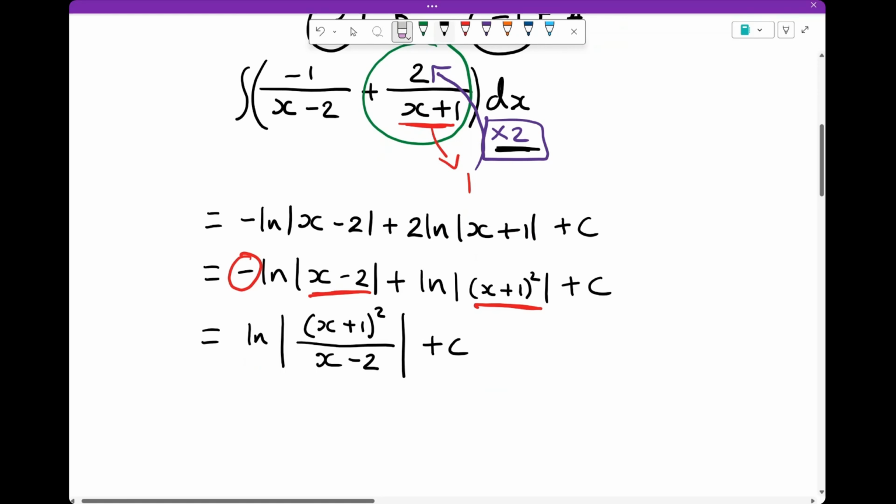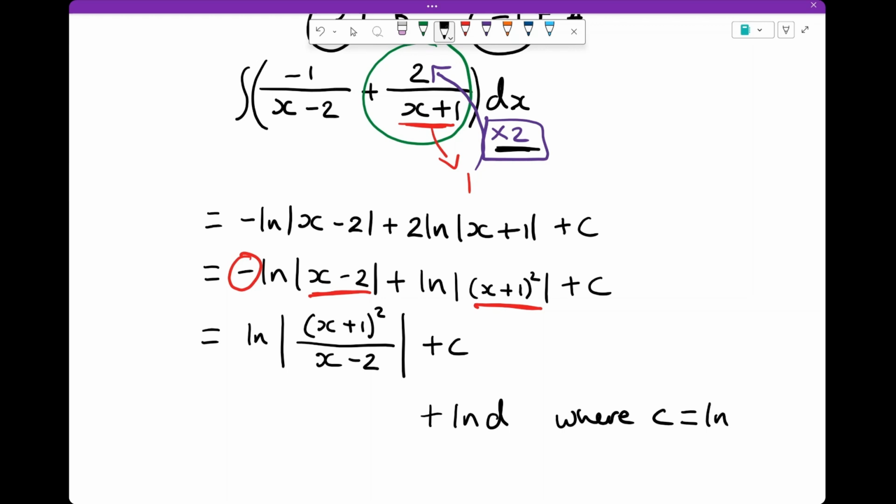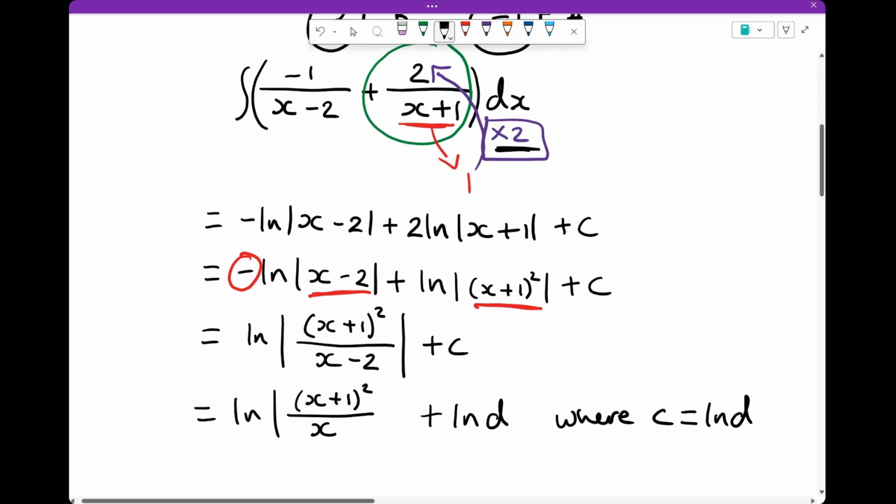So now that I've written that as a single logarithm, I could also consider how I'm going to get the plus c into the logarithm as well, because plus c is the most straightforward way of writing a constant, but I could also write a constant as the natural logarithm of a different constant, which I might call d. So I could say where c, our original constant, is equal to the natural logarithm of d. And then if I write out the rest of my statement, I'd have the natural logarithm of the x plus 1 squared over x take 2.